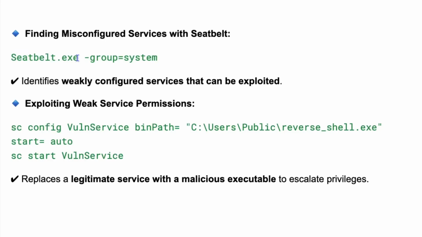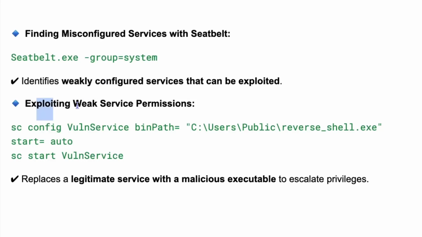So what we're trying to do is launch Seatbelt, and it's going to do what it does, and find a group that has system level permissions that you can potentially exploit, right? So weakly configured services that can be exploited, and they should have system level permissions, is kind of what we're trying to do, right?